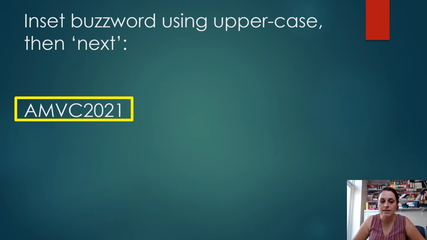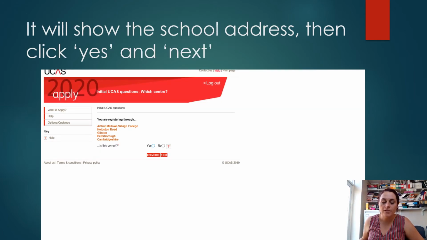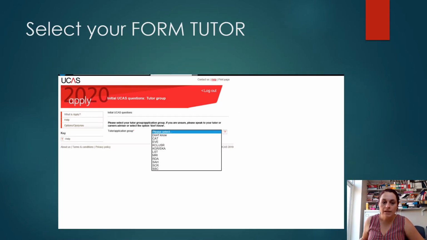This year, the buzzword is, as it appears on the screen, AMVC 2021. It will then ask you to confirm that you are registering through Arthur Mellows, and of course you select yes. You will then have the option of selecting your form tutor. This is your current form group, so your tutor as they are. If you are not sure, please put my name down and I will then make that selection for you.